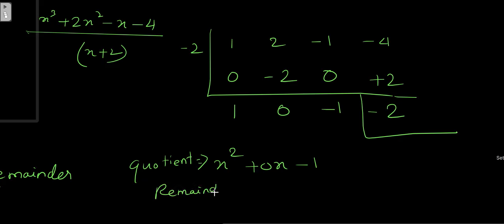This is the quotient, and the remainder is minus 2. Clear? So thereby we can understand the synthetic division method. We'll move on to another one.